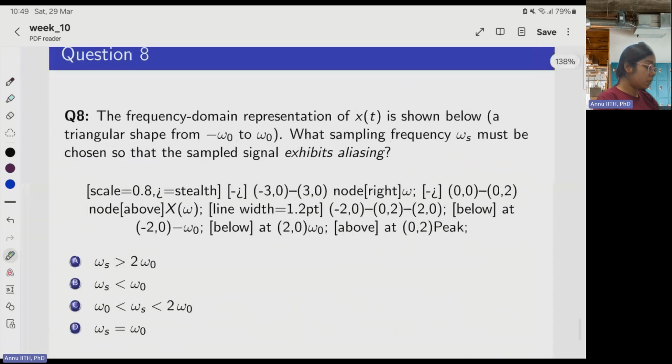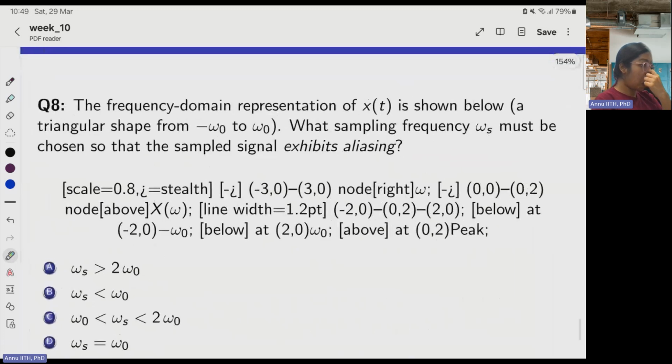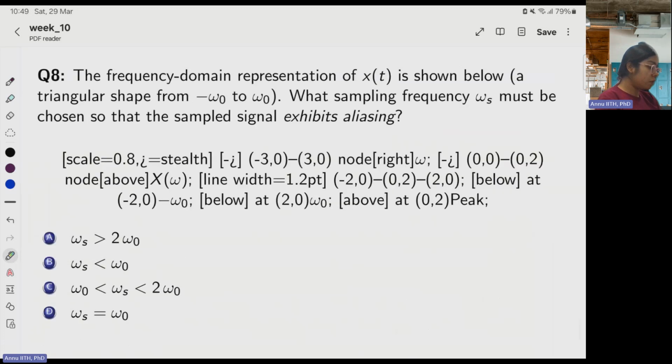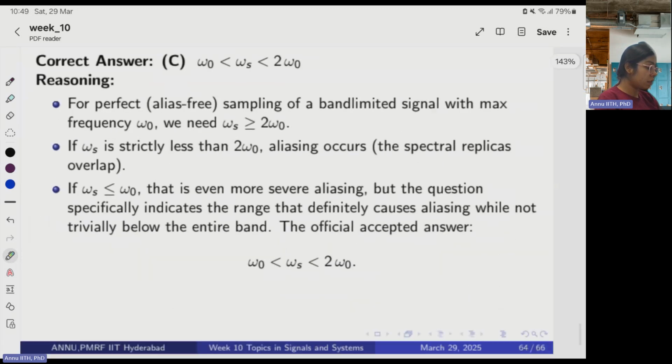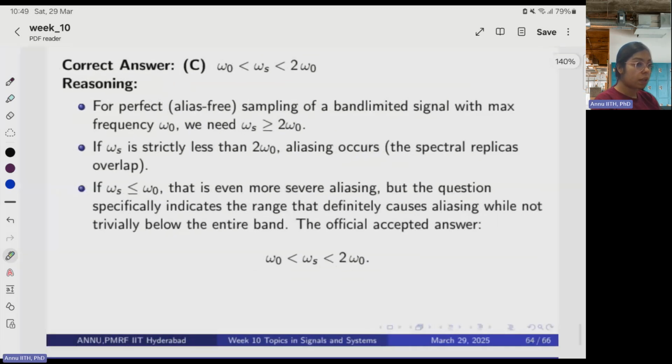Question number 8. I was not able to see. Draw the figure. So the frequency domain representation is from minus omega naught to omega naught. What is the center frequency that must be chosen? So I'll show you the answers.